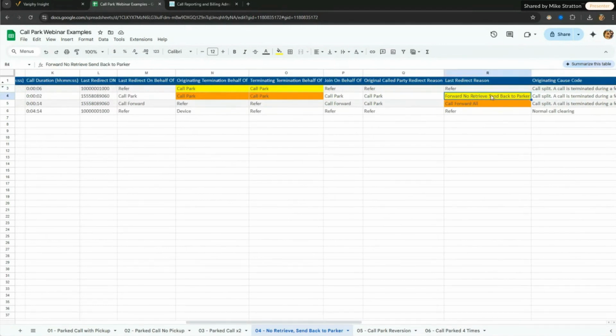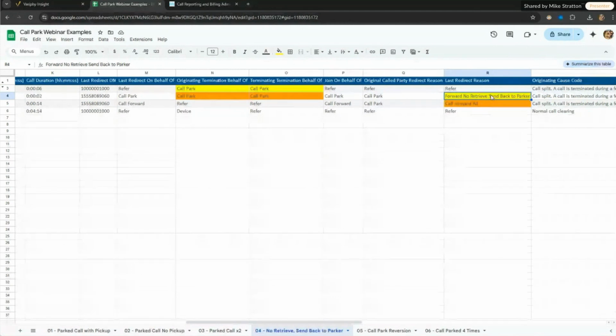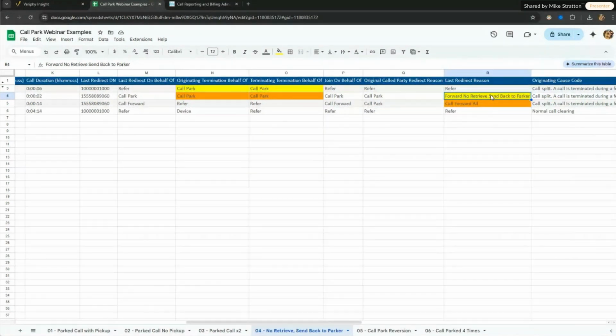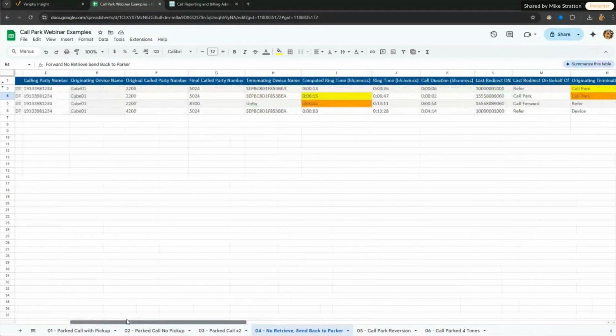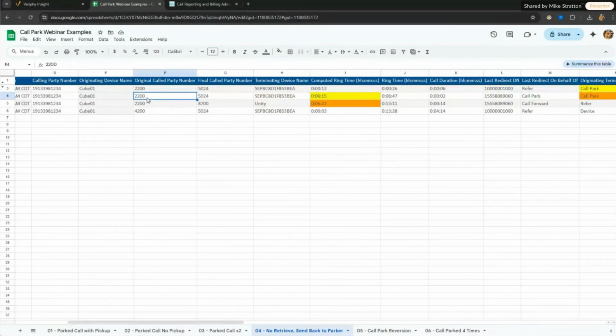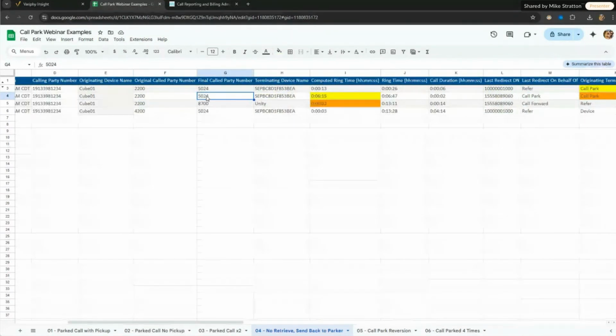So there are settings within Call Manager that you can configure so that after X number of seconds, or however long, if no one retrieves the call, the call will be sent back to the extension, or if the call came through a hunt group, to the hunt group who parked the call. So if I scroll back to the left here, we'll see when the call went back, it went back to 2200, not 5024. That's because 2200 is a hunt group.